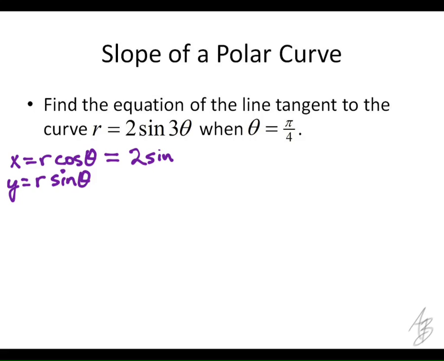2 sine of 3 theta times cosine of theta. And y is going to equal what? 2 sine of 3 theta times the sine of theta. So basically we just take this r function, the polar function, and we multiply it by cosine to get x, and we multiply it by sine to get y. And what we have now, instead of polar functions, we have parametric equations that give x and y coordinates in terms of theta.